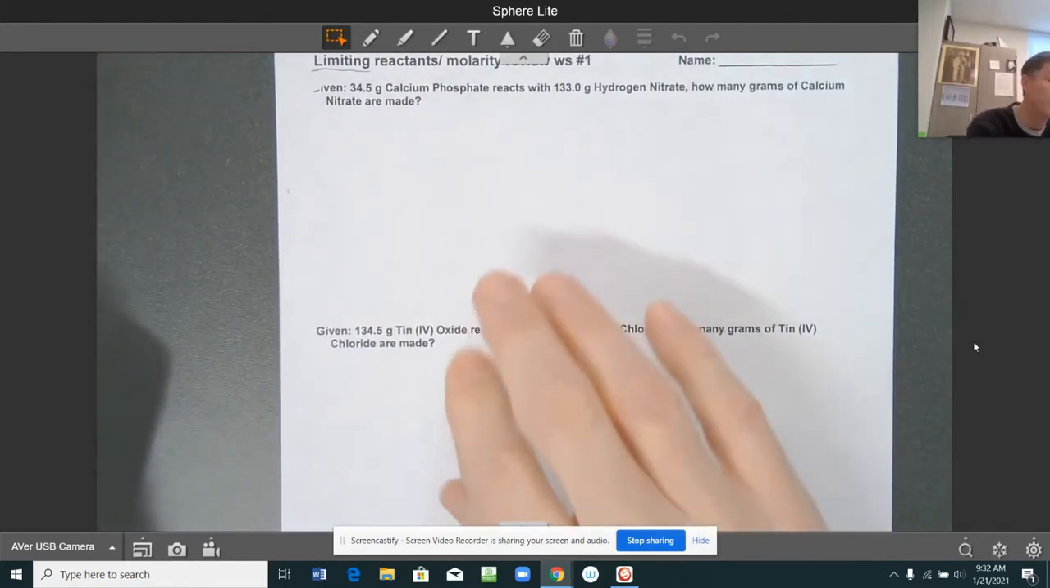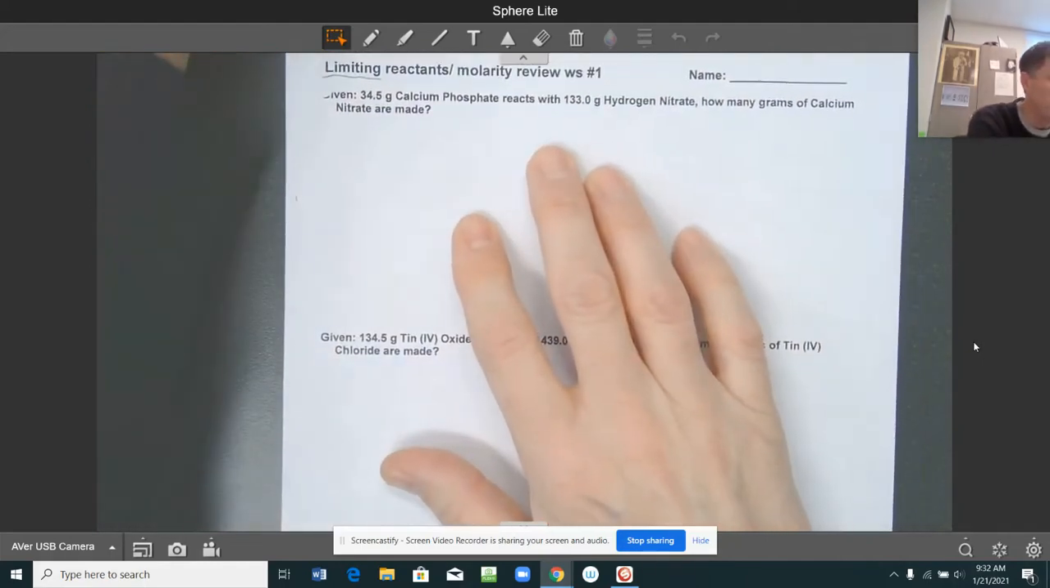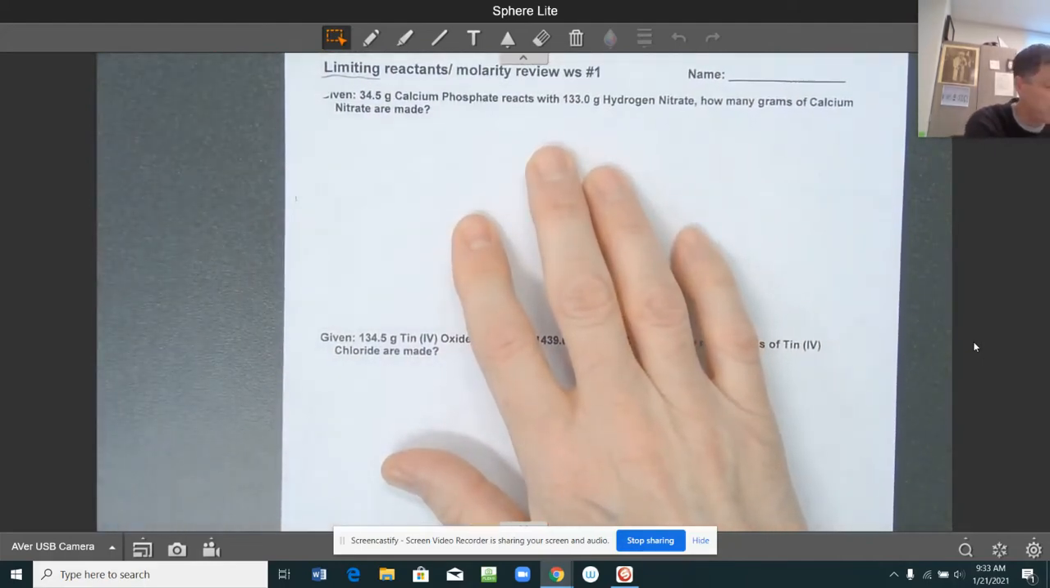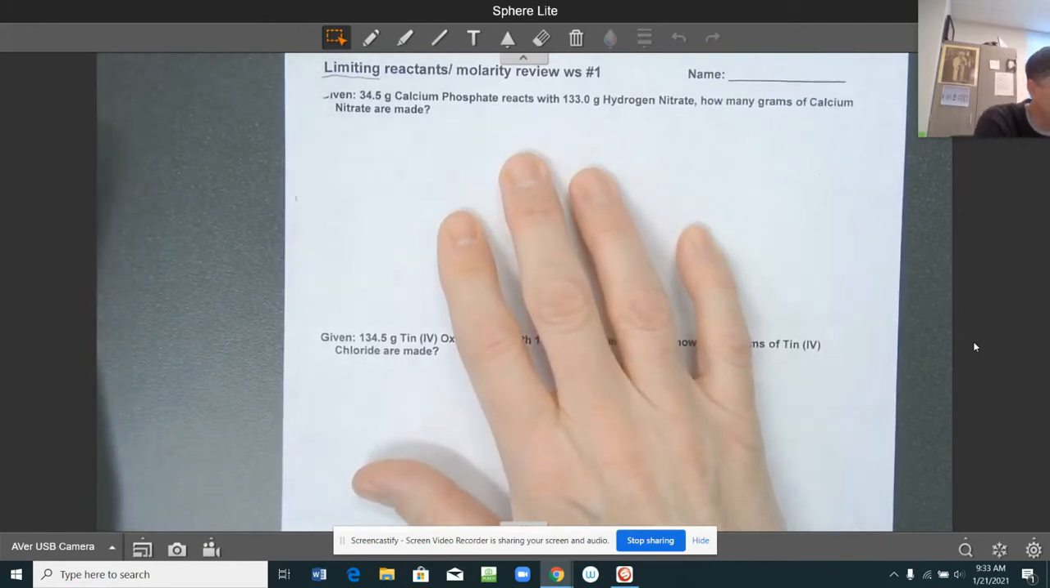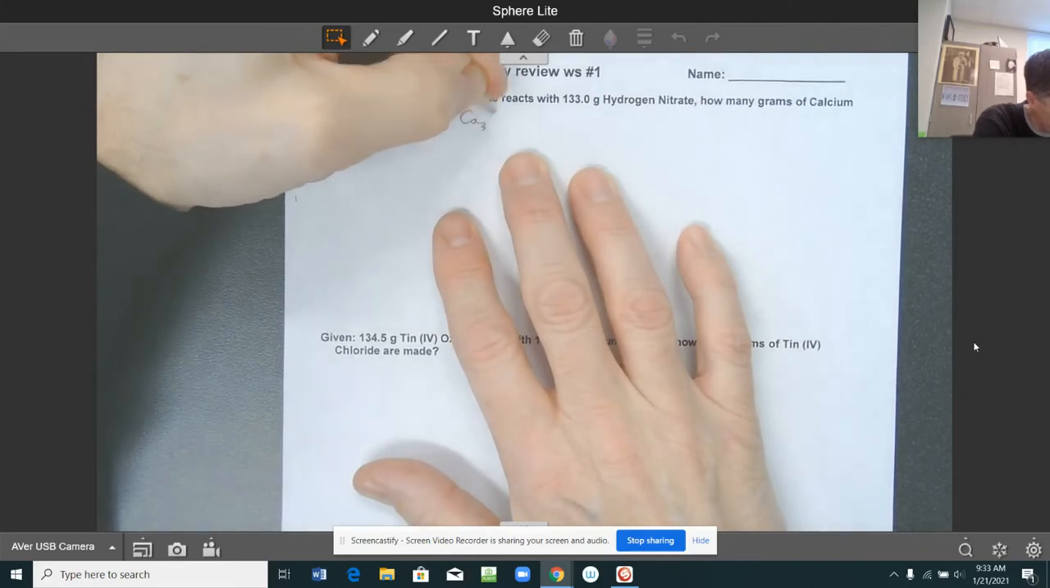Okay, limiting reactant. It basically follows the same process as stoich. The first step is always to have a balanced equation. So I'm going to go ahead and run through with the assumption that you can create a balanced equation at this point.